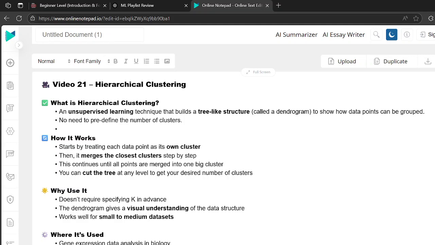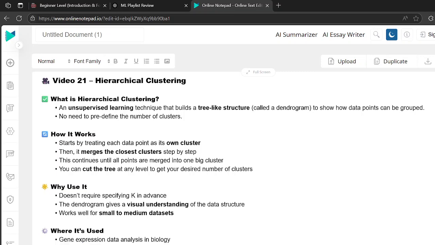So what is hierarchical clustering? It is an unsupervised learning technique that builds a tree-like structure called a dendrogram to show how data points can be grouped. In this, we have no need to predefine the number of clusters, right? There is no need for us to predetermine the number of clusters in this algorithm.